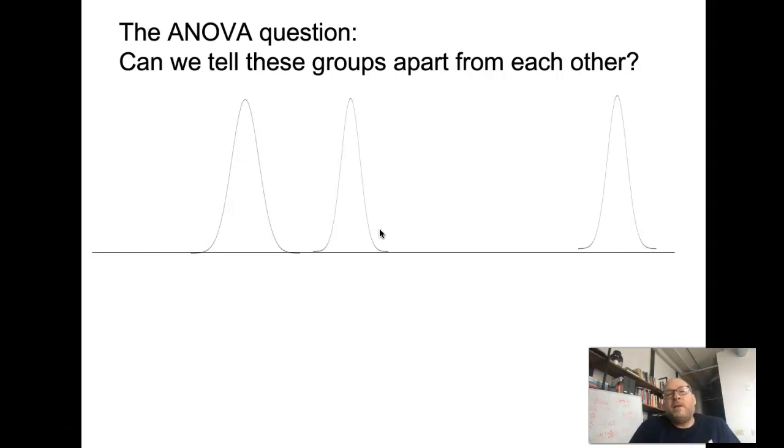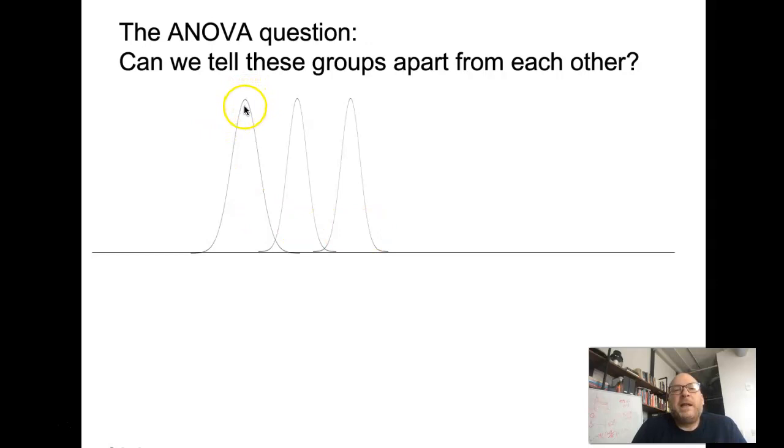Okay, so that's kind of what ANOVA is doing. It's trying to say, can we tell these groups apart from each other? And I've shown you with animation, the main type of variability that we are interested in is the one created by the researcher. And that's what's called between groups variability.